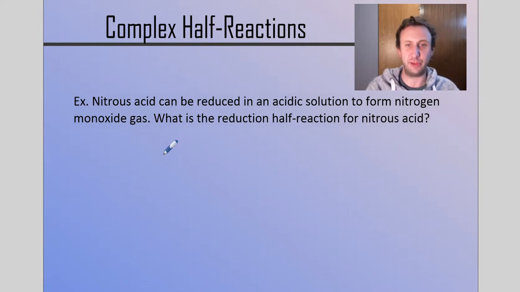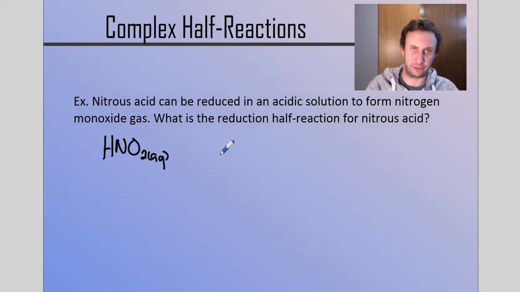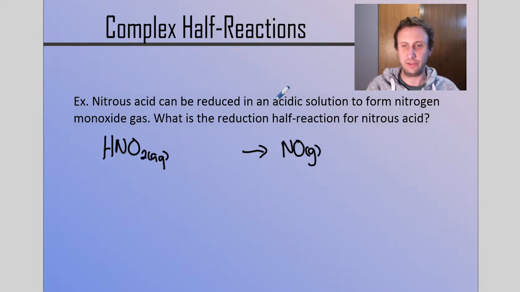So nitrous acid can be reduced in an acidic solution to form nitrogen monoxide gas. So if I were writing out nitrous acid, that would be, of course, HNO2 aqueous. You could look that up in your data booklet. Can be reduced in an acidic solution. We're just going to ignore that for now, but reduced means we know electrons are going to be reactants to form nitrogen monoxide gas. So I'm making NO gas. What is the reduction half reaction for nitrous oxide?